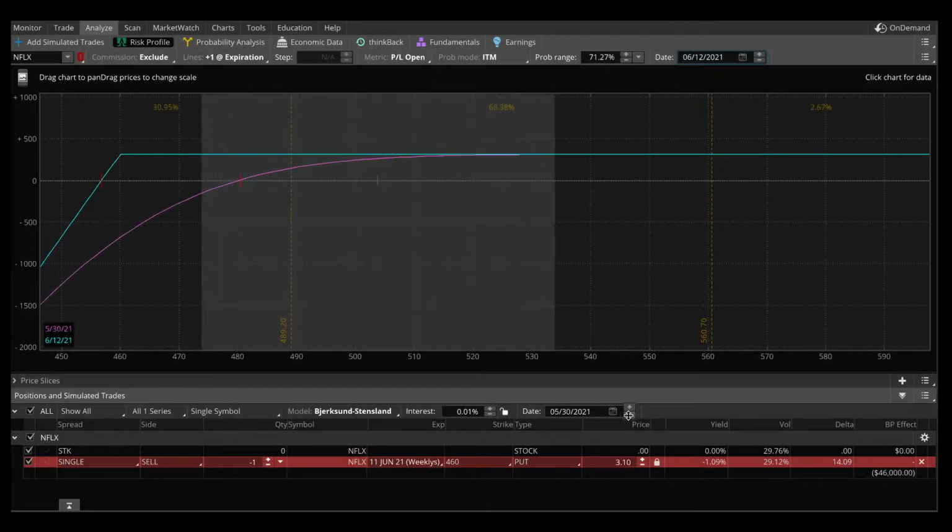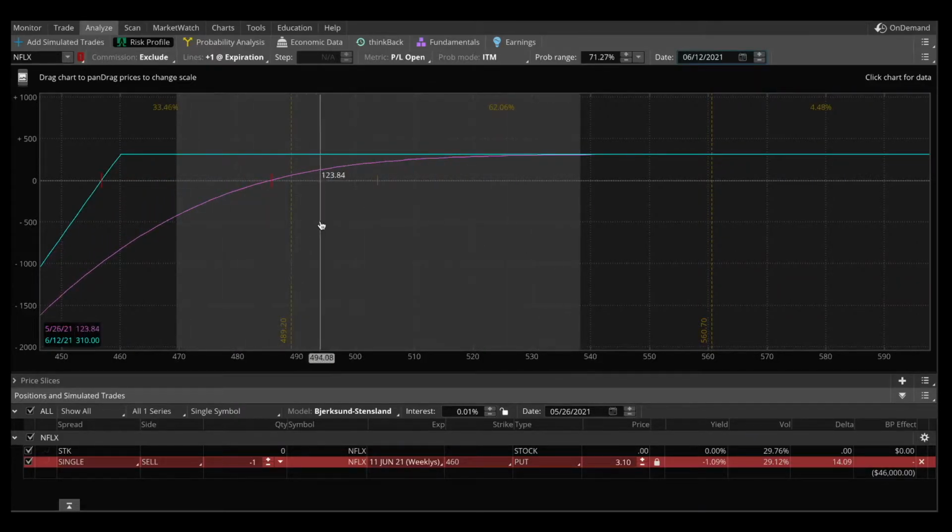The purple line is controlled by this date. This will let you see how your P&L should be depending on the price movement by that date. So it's something neat to look at. I only really care about the blue line. Actually, here's your zero. So anytime that your line is above that, you're in profit. Anytime you're below that, you're not.